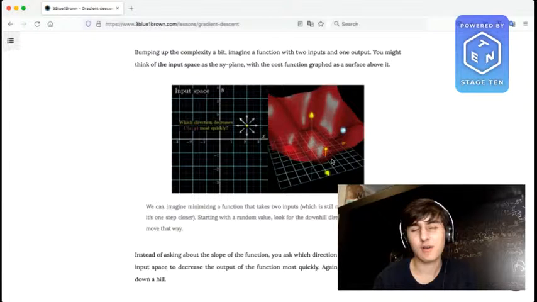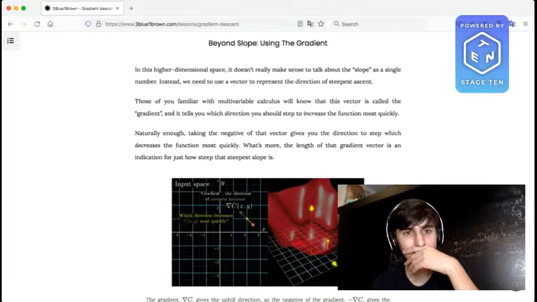Again, think of a ball rolling down a hill. Beyond slope, using the gradient. In this higher dimensional space, it doesn't really make sense to talk about the slope as a single number. Instead, we need to use a vector to represent the direction of steepest ascent. Those of you familiar with multivariable calculus will know that this vector is called the gradient, and it tells you which direction you should step to increase the function most quickly.